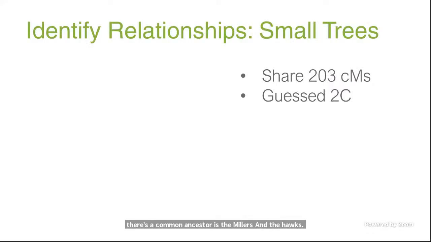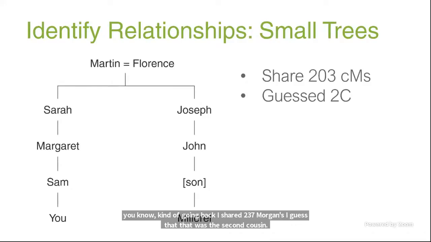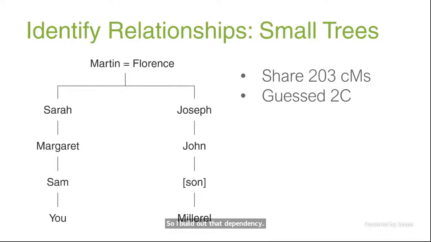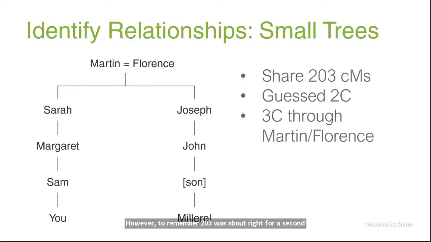So, kind of going back, I shared 203 centimorgans. I guessed that was a second cousin. So I build out that descendancy. However, do you remember 203 was about right for a second cousin? So why is it so high? It's still within the second cousin range, but it's a little bit on the high side.